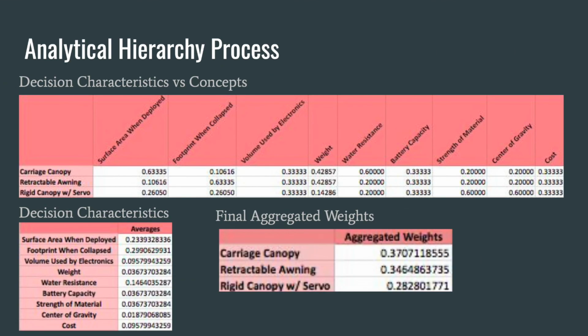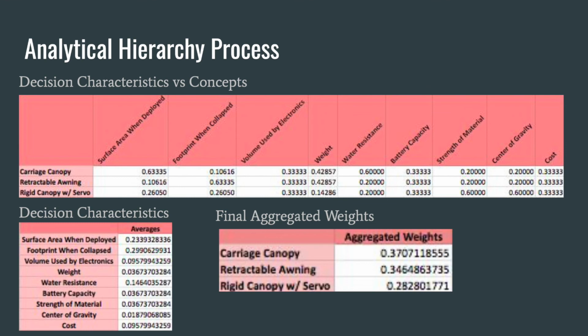We analyzed our final 3 concepts in an analytical hierarchy process. We created one 9x9 matrix that weighed all of our decision criteria, including cost, against each other. We also created 9 3x9 matrices to compare our final concepts to each of our decision criteria. From these matrices, we were able to get the averages of the normalized weights for the decision characteristics, as well as the averages of the normalized weights of the 3 concepts compared to each decision characteristic. These final averages are shown on the slide.